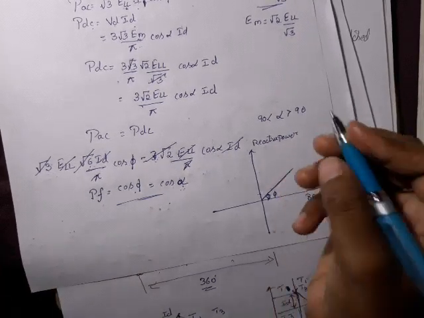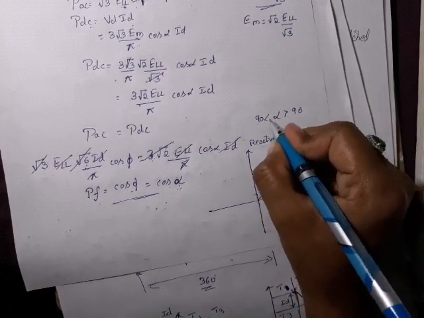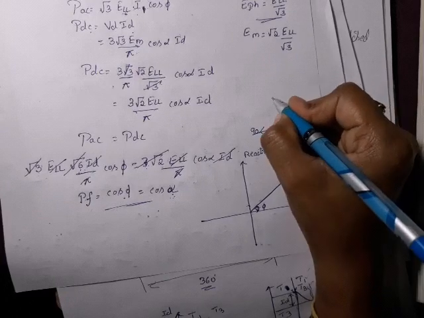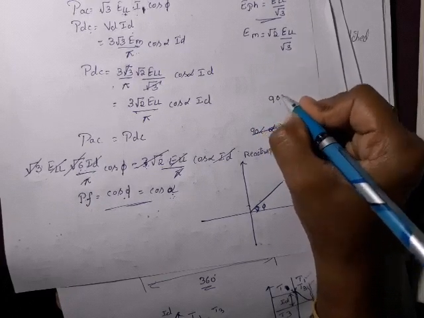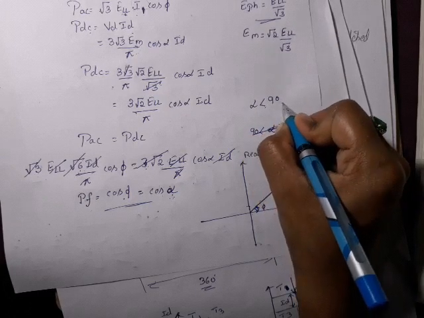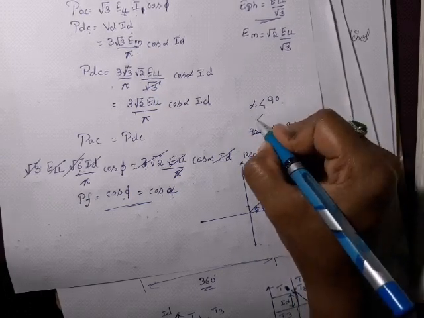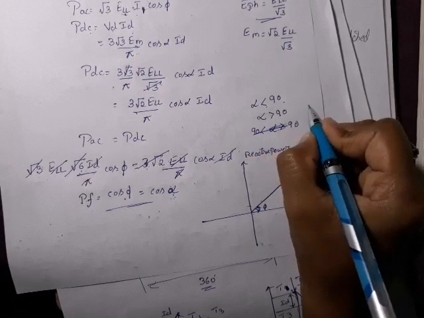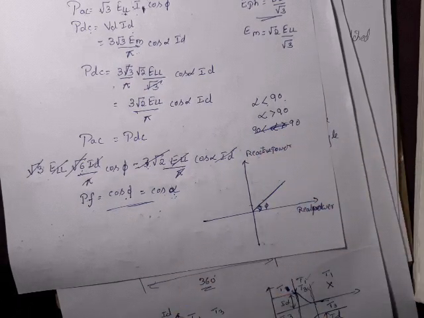For a rectifier operation, the value of alpha should be less than 90 degrees. It should not be exactly equal to 90 degrees. For inverter operation, alpha should be greater than 90 degrees. It should not be equal to 90 degrees.